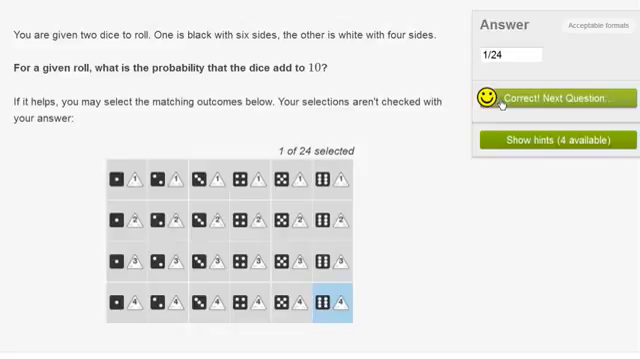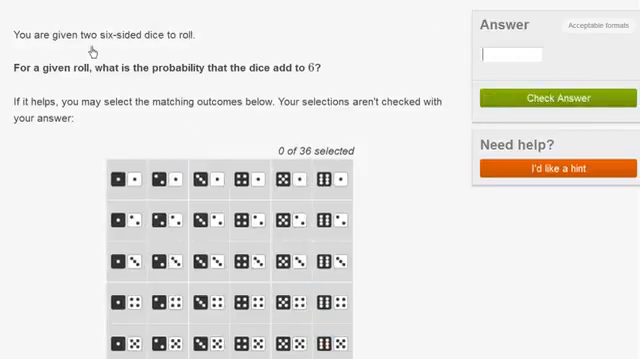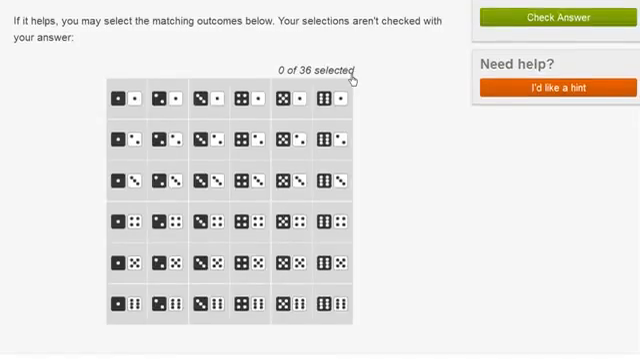Let's do a few more of these. So you're given 2 6-sided dice to roll. For a given roll, what is the probability that the dice add to 6? So here we have the tops of both of my dice. And now what are all the scenarios where the dice add up to 6? Let's think about this. If I have a 1 and a 5, that's going to add up to 6. In this entire column, that's the only way that I add up to 6.